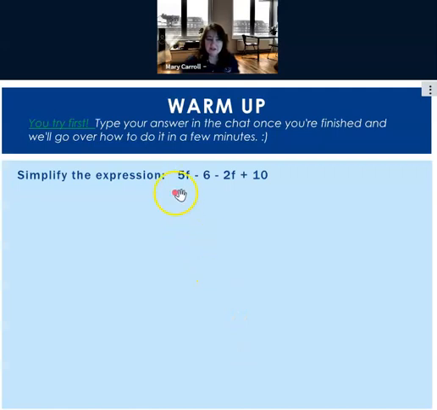Alrighty, warm up. I want you to simplify this. Just simplify it to its lowest form. We've been doing simplifications of common letters and adding them together or subtracting them depending on what it is. So you're going to combine like terms. Pause the video. Alrighty, you'll notice that I have 5f minus 2f, which gives me 3f, and negative 6 plus 10 is a positive 4. So be careful of those negatives.